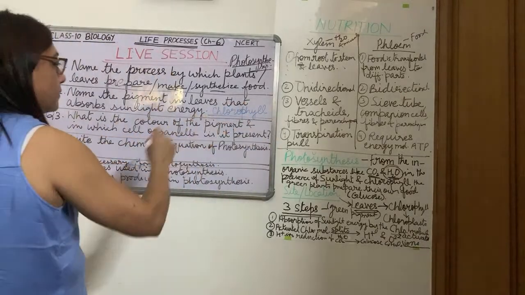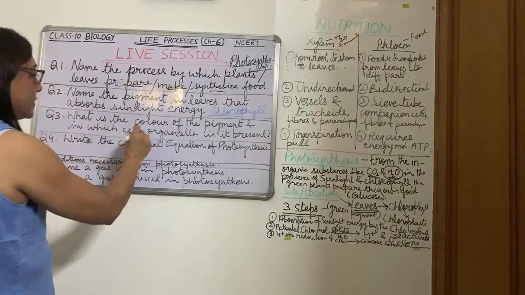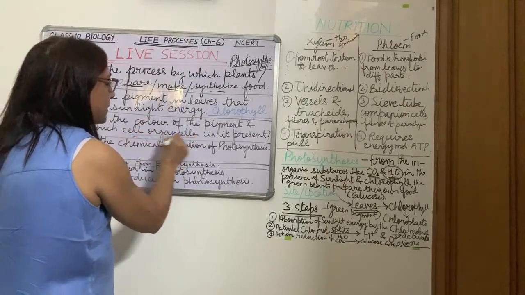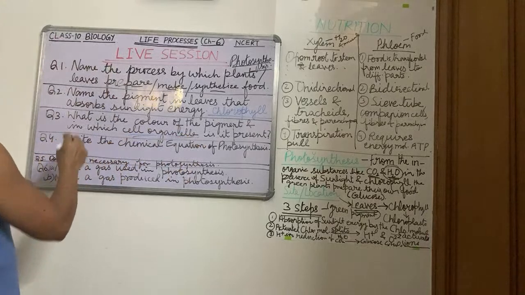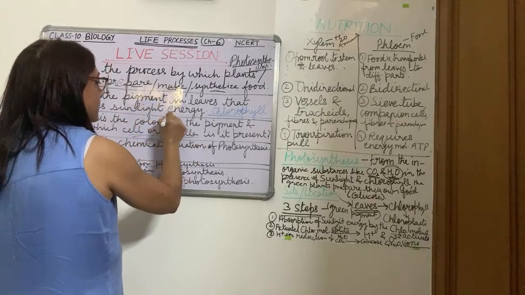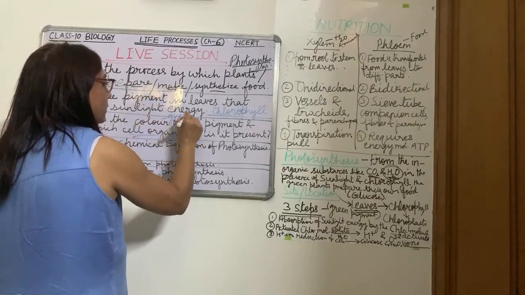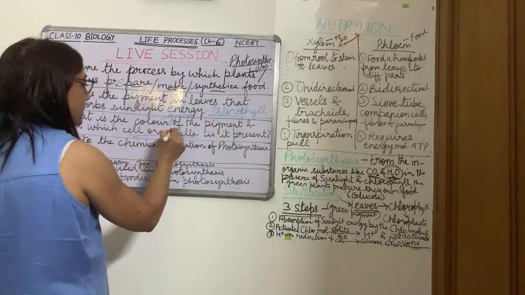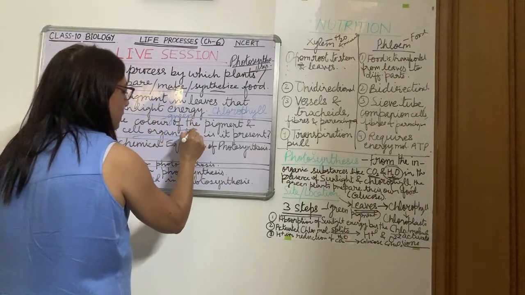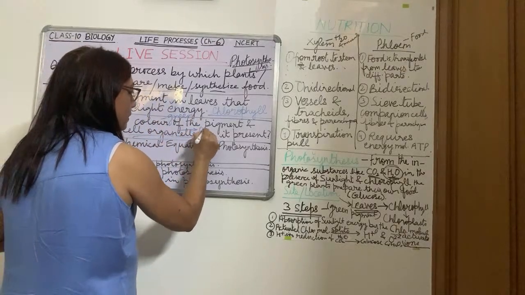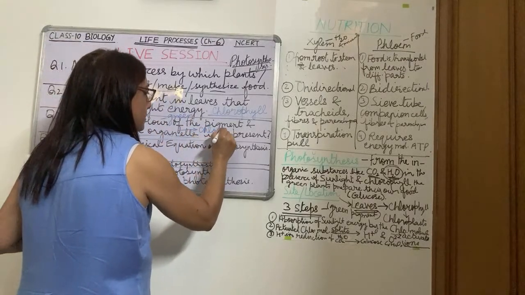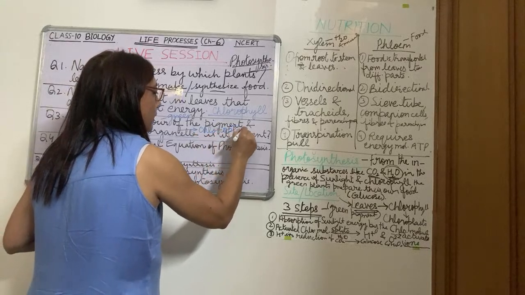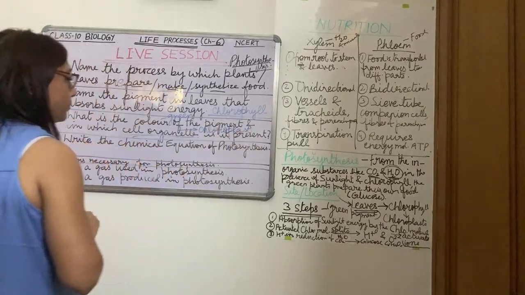What is the color of the pigment, children? And in which cell organelle is it present? The color of the pigment is green, and this green pigment called chlorophyll is present in the cell organelle. Which is that cell organelle? Yes, chloroplast. The cell organelle is chloroplast.